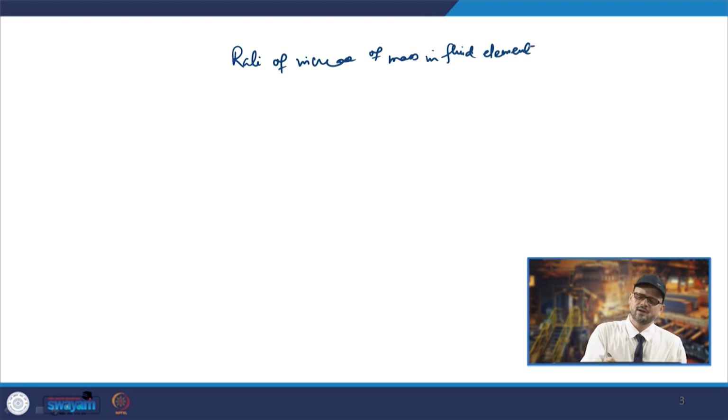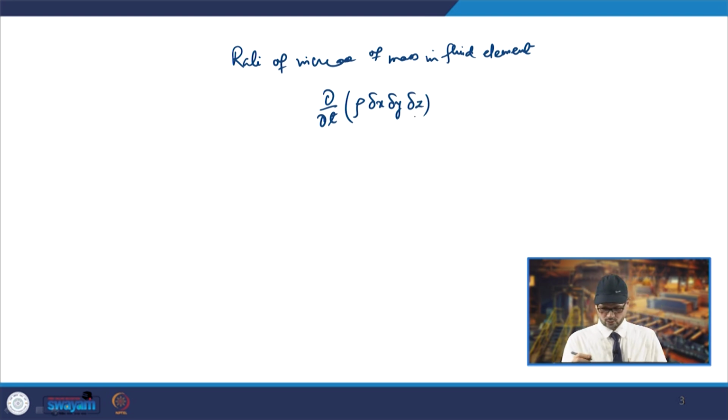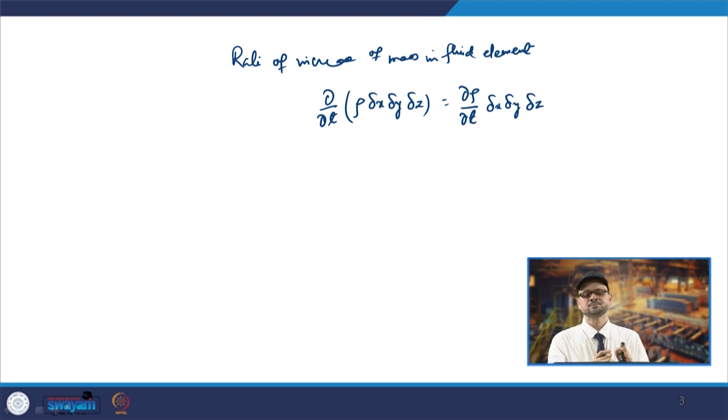So, it will be ∂ρ/∂t, that is the rate of increase with respect to time, and mass will be density into volume. So, volume will be Δx, Δy and Δz, that is the cubical element. So, density will be ρ, and then you will have Δx, Δy and Δz. So, it will be ∂ρ/∂t into Δx Δy Δz. That being a constant, it will come out. So, ∂ρ/∂t Δx Δy Δz.